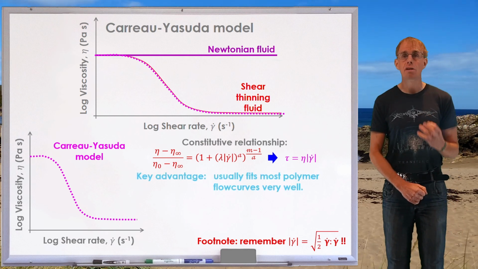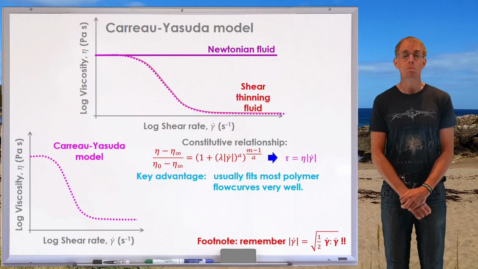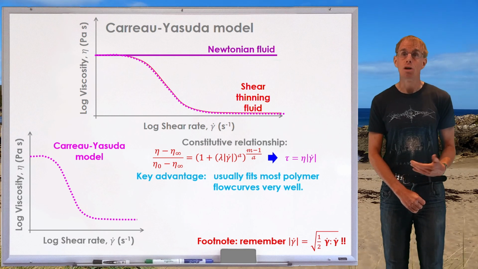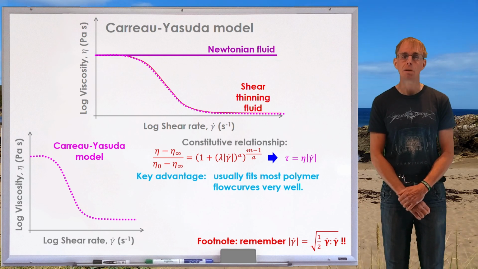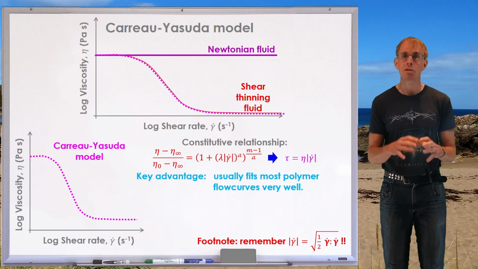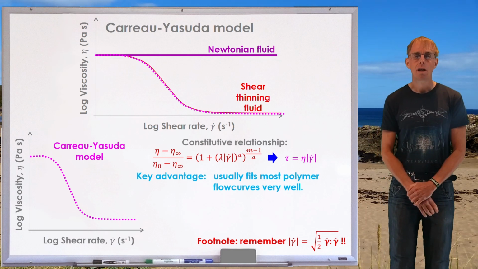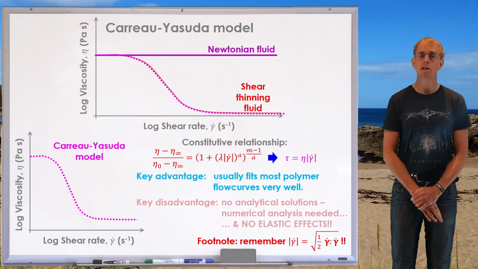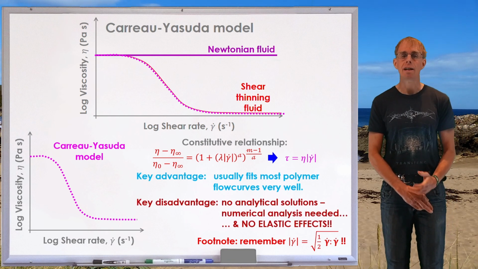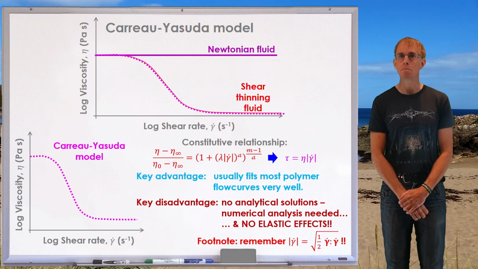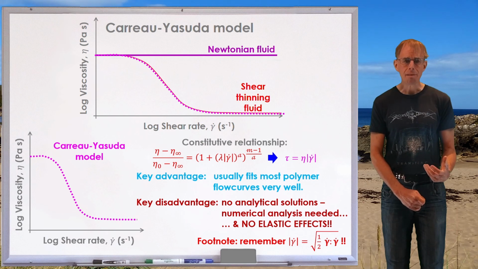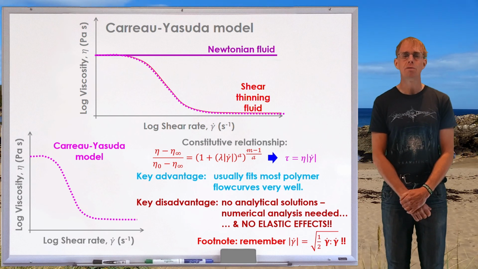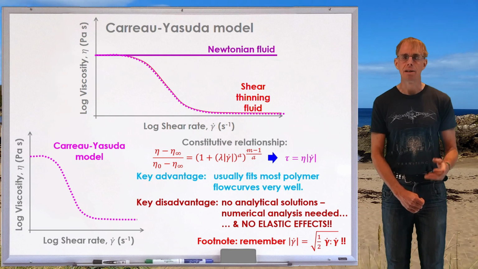So a key advantage of the Carreau-Yasuda model is that it usually fits most polymer flow curves very, very well, and consequently you will usually find it implemented in numerical solvers. So for example, Polyflow or RheoTool within OpenFOAM will have the Carreau-Yasuda model as one of its generalized Newtonian models. Now, a key disadvantage of the Carreau-Yasuda model is that, as far as I'm aware, there aren't any straightforward analytical solutions to it for, say, pipe flow or slot flow. So you always need numerical analysis. And again, in common with all the other generalized Newtonian fluids, it doesn't have any elastic effects incorporated within it.